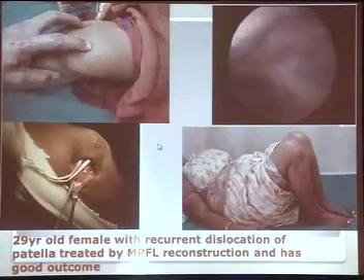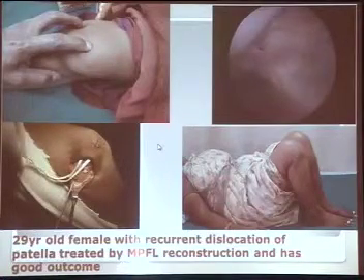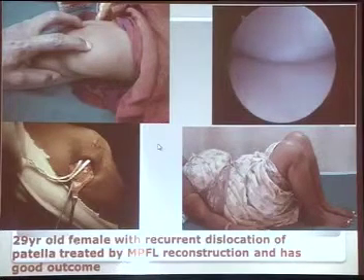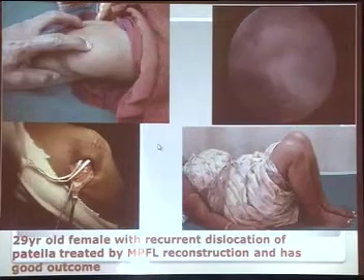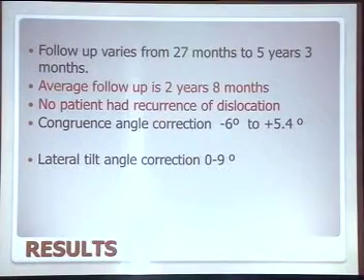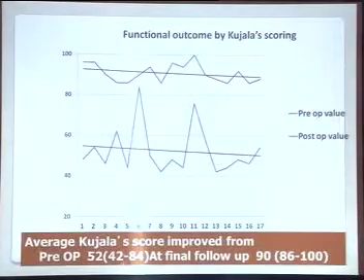This is another example of a patient who had no subluxation, but you can see the huge opening on the medial side. Once you do a reconstruction, they have a nice tracking of the patella with full range of movements and a good functional outcome. The follow-up period was from 27 months to 5 years, and the average follow-up was 2 years, 8 months. No patient had recurrence of dislocation. And the average Kujala score has improved from a preoperative score of 52 to 90 at the final follow-up.